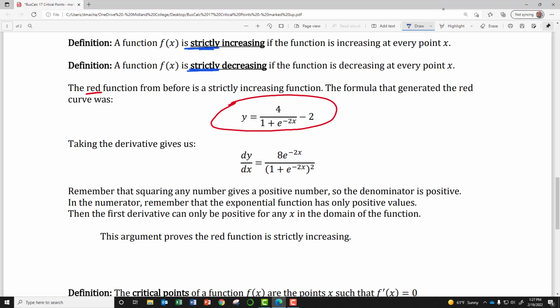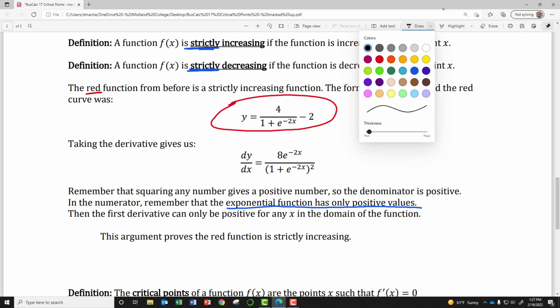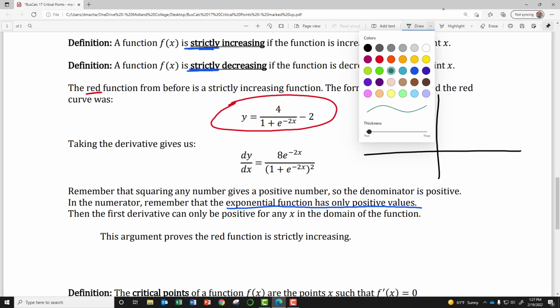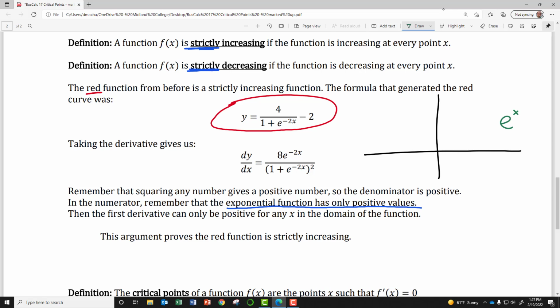So in looking at my numerator right here, I have positive 8 times an exponential function. Well, it turns out that the exponential function has only positive values, right? If you're not familiar with that, I really encourage you to try graphing the exponential function on Desmos. But the way that this looks, if you graph an exponential on Desmos, is it passes through the point 0, 1, and then it goes up.